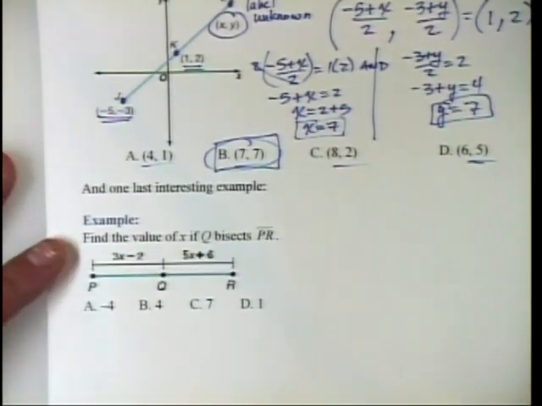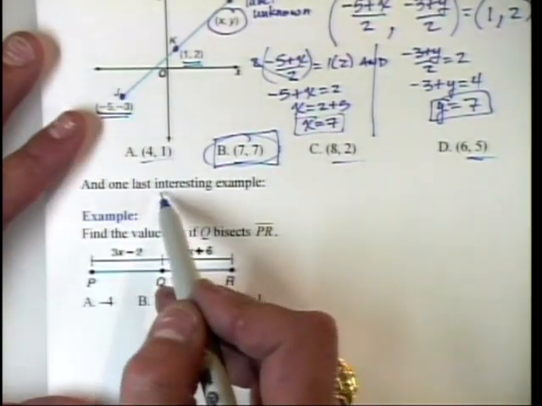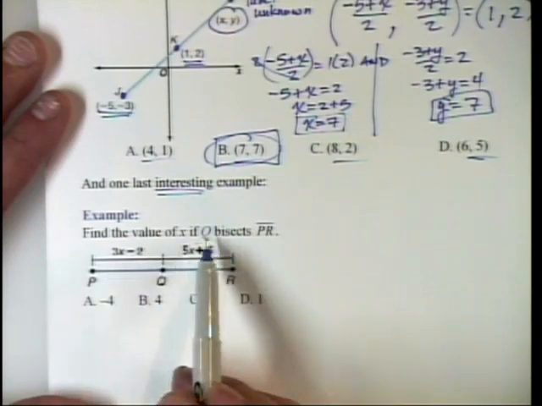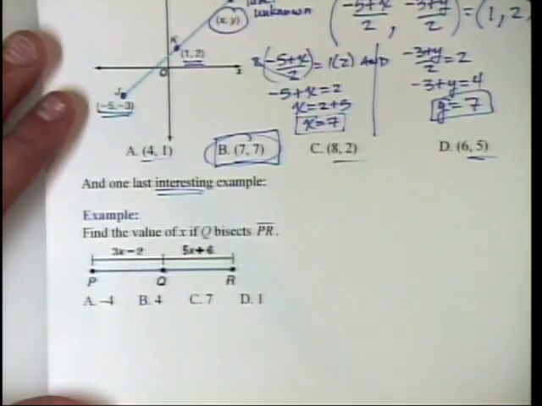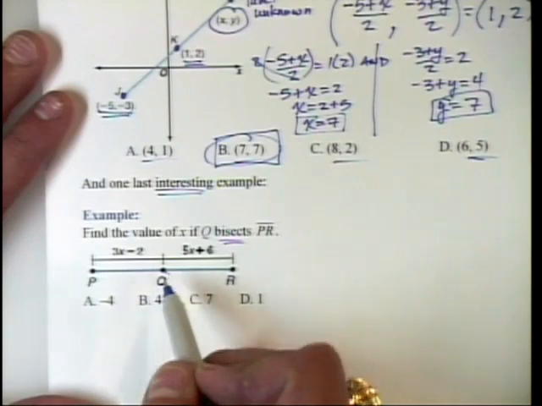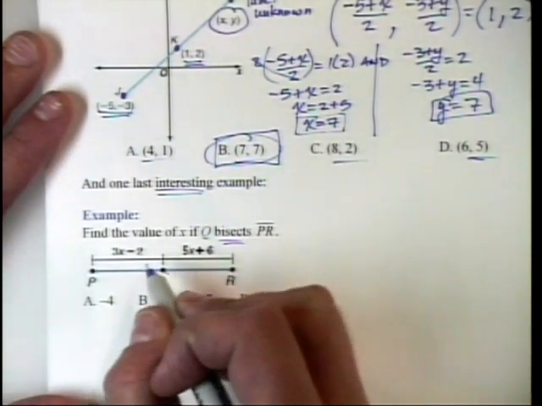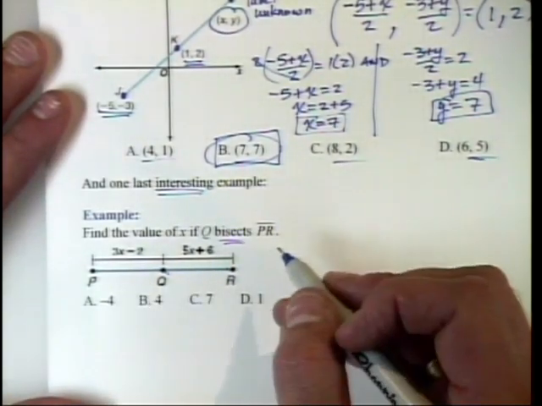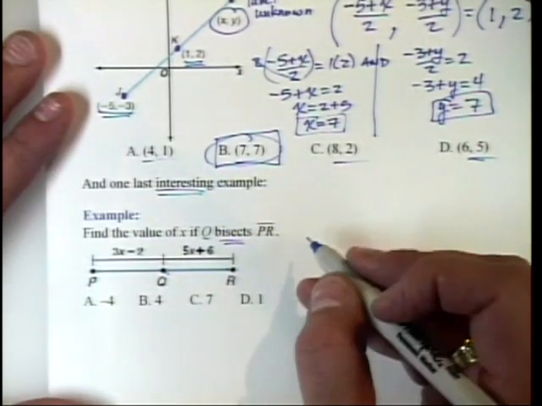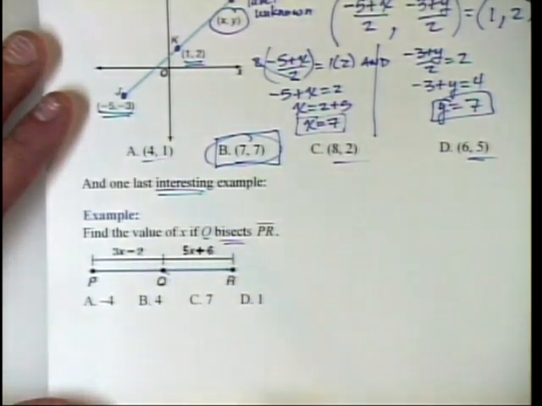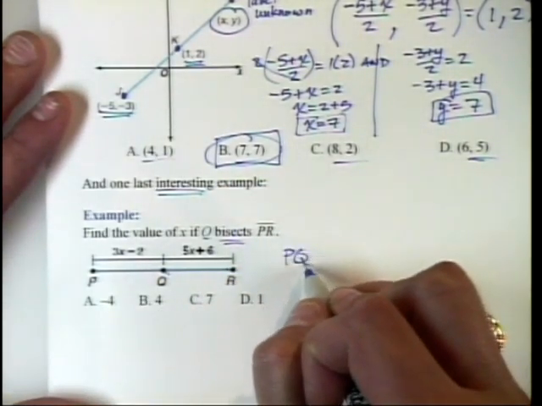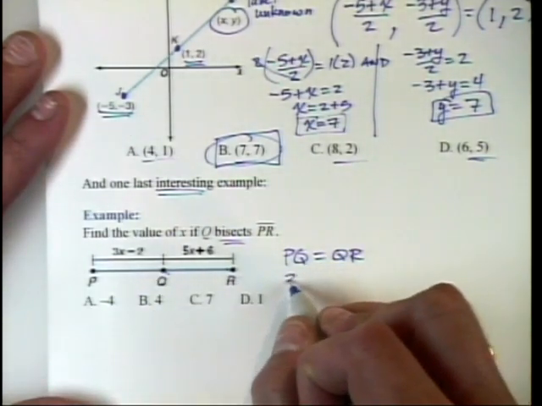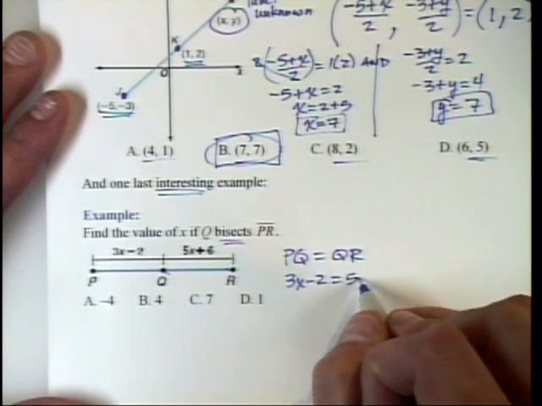And finally, one last interesting example, where interesting is a very relative term. Okay. Find the value of x if Q bisects segment PR. Now bisects means that Q is the midpoint. Now notice we don't have the total length of segment PR like we did previously. We don't need it because by the theorem that says a midpoint bisects it if and only if the lengths are equal, I can say that the length of PQ has to equal the length of QR. And now plugging in what I know, 3x minus 2 equals 5x plus 6.